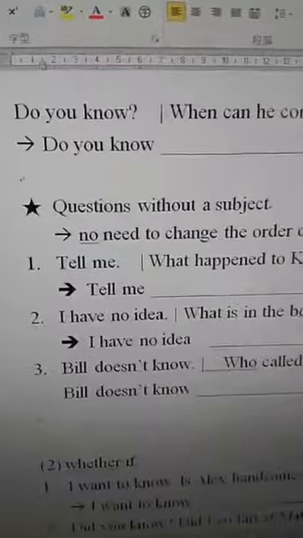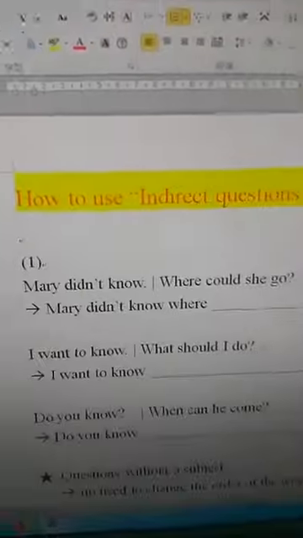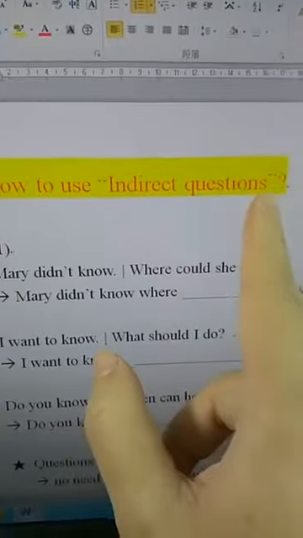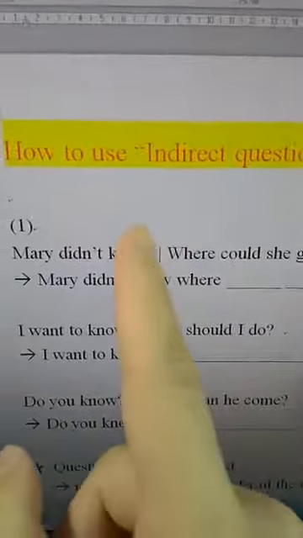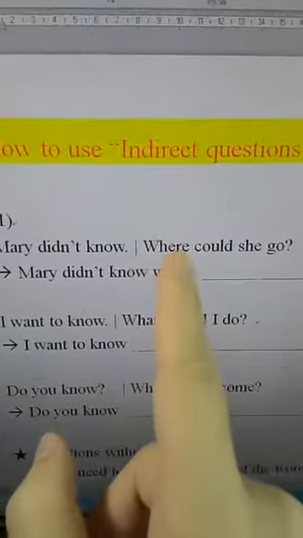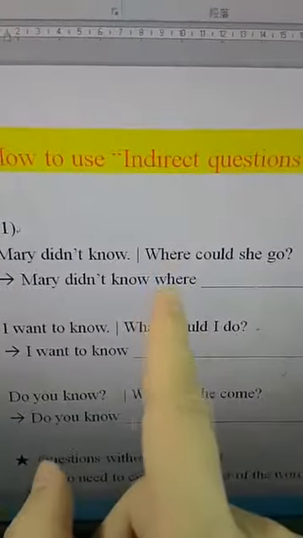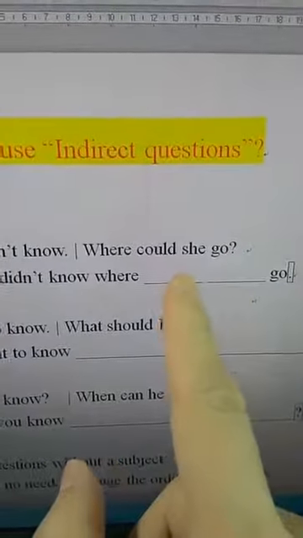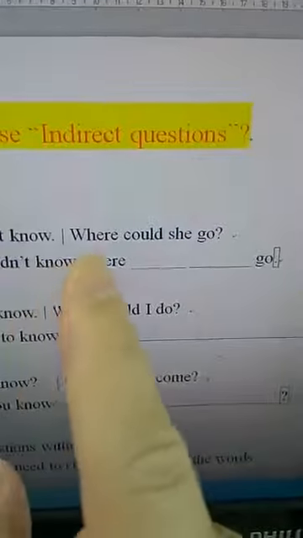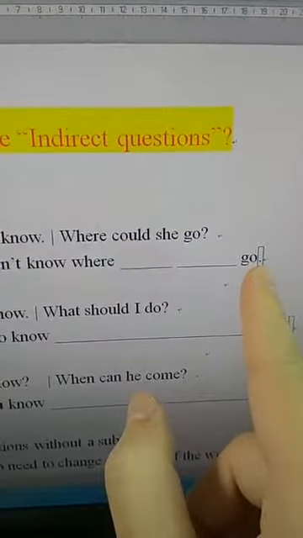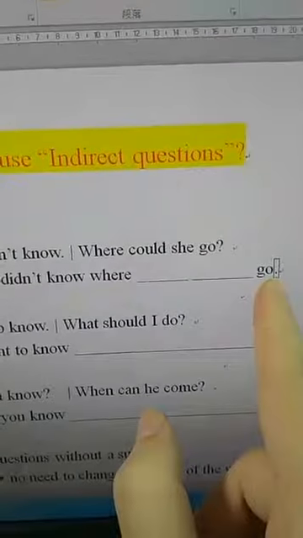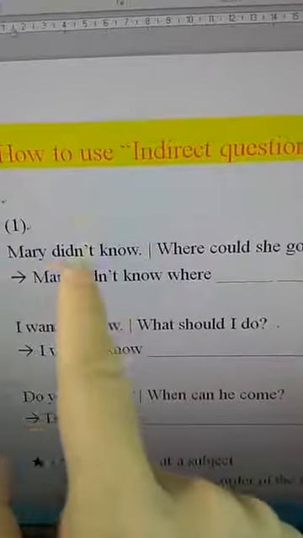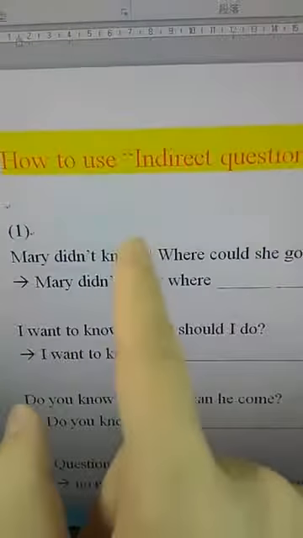Okay, let's go back to indirect questions. So how to use indirect questions? Let's do a review. First of all, we keep this. That's the first tip. Okay, and then what should we do next? Yes, we change the order. We switch the order of subject and the verb. Okay, could she will become she could. So that's the second key point. And the third key point is, remember, maybe this is a period, maybe this is a question mark, then all the time we follow the main sentence here. Okay.